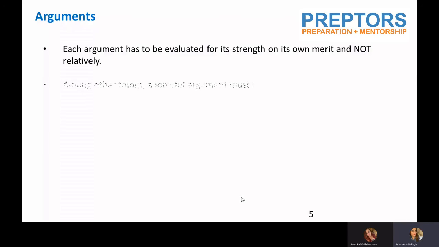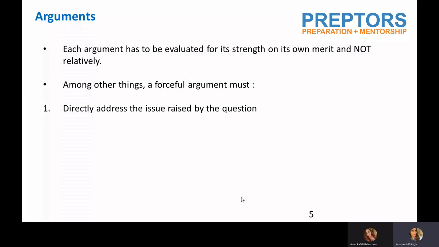Among other things, what should a forceful argument do, right? A forceful argument must first directly address the issue that is raised by the question. So yes, it should directly address the issue that is given to me by my question. It should be an argument which is well presented. When I say well presented, what does it mean? It is written very well, well formatted. It does not use ill language or foul language for any religion, any caste, any culture. So it respects all religions and is very well written.